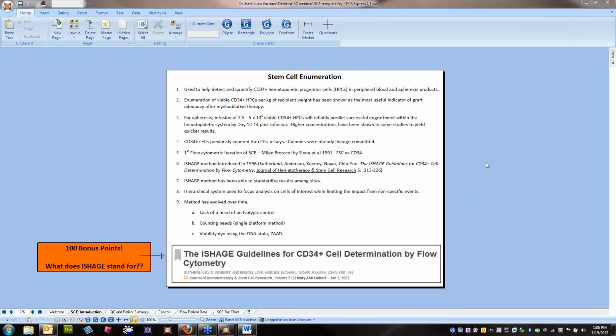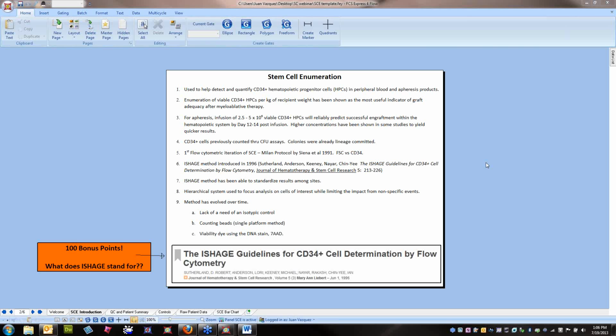Because the method was developed on a sequential Boolean gating method, it really lacked the need for an isotype control, as they found that by further focusing on these drilled-down populations of CD45 cells, CD34 cells, dim CD45, and focusing on scatter, it was really easy to pick out these populations, these clusters, that were available within these samples.